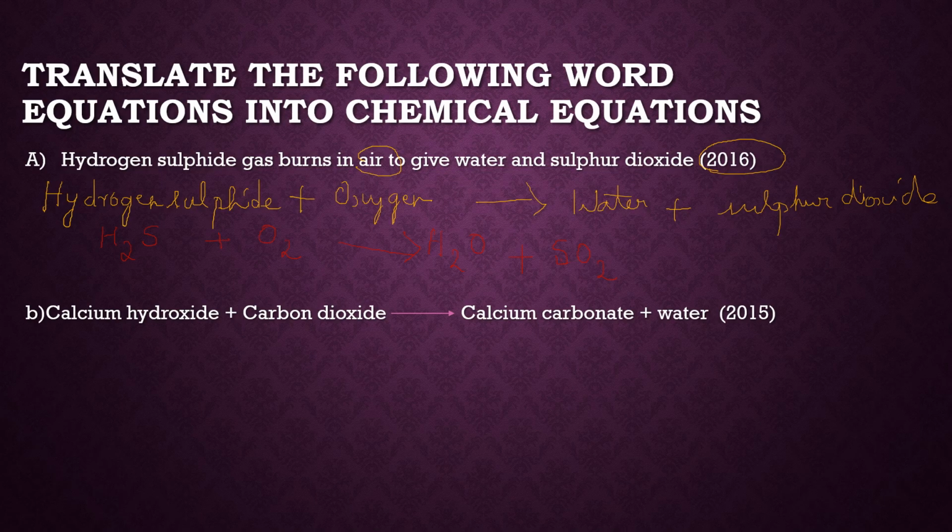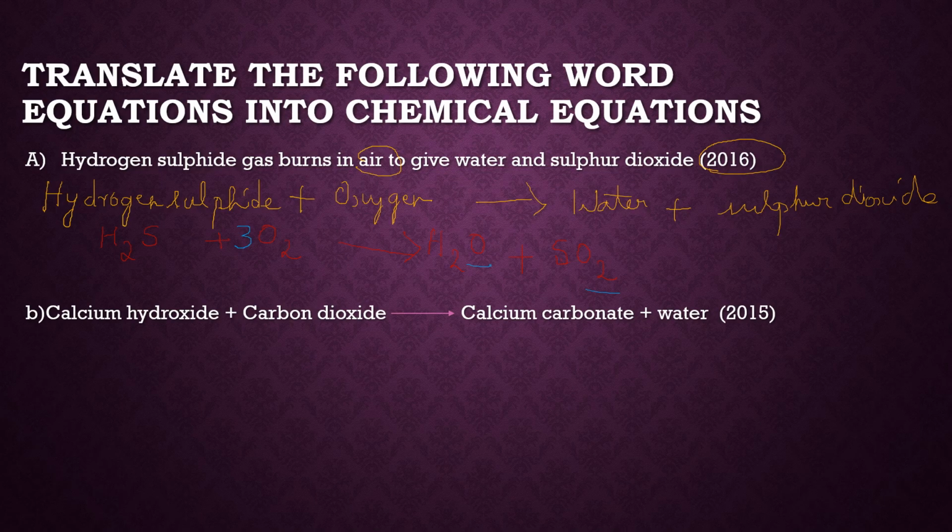What about oxygen here? Oxygen has to be balanced. Here it is 2, but here it is 3. Here 1, right? So 2 plus 1, it's 3. So here oxygen has to be balanced, right? So mention here 3.